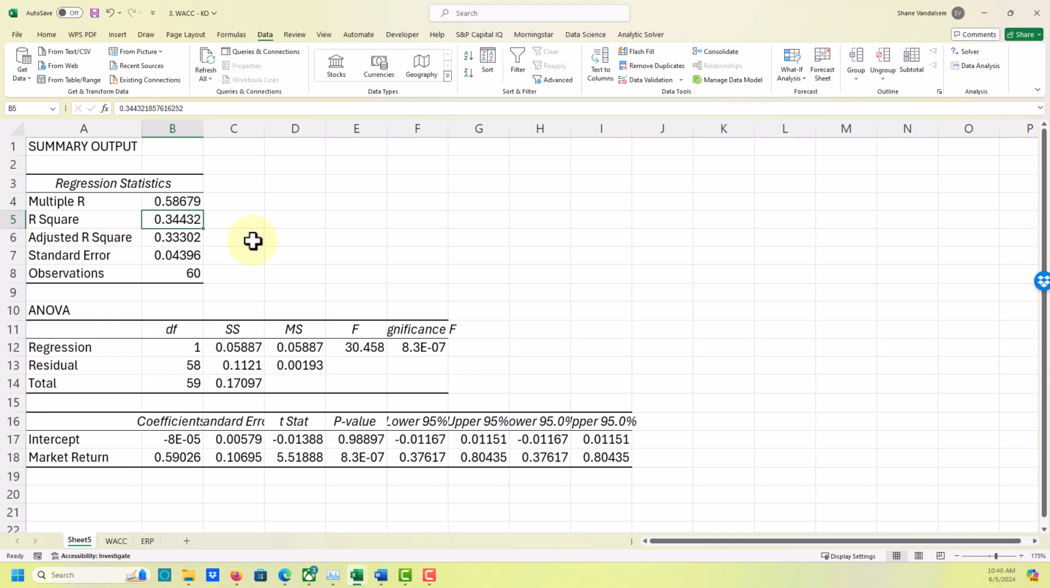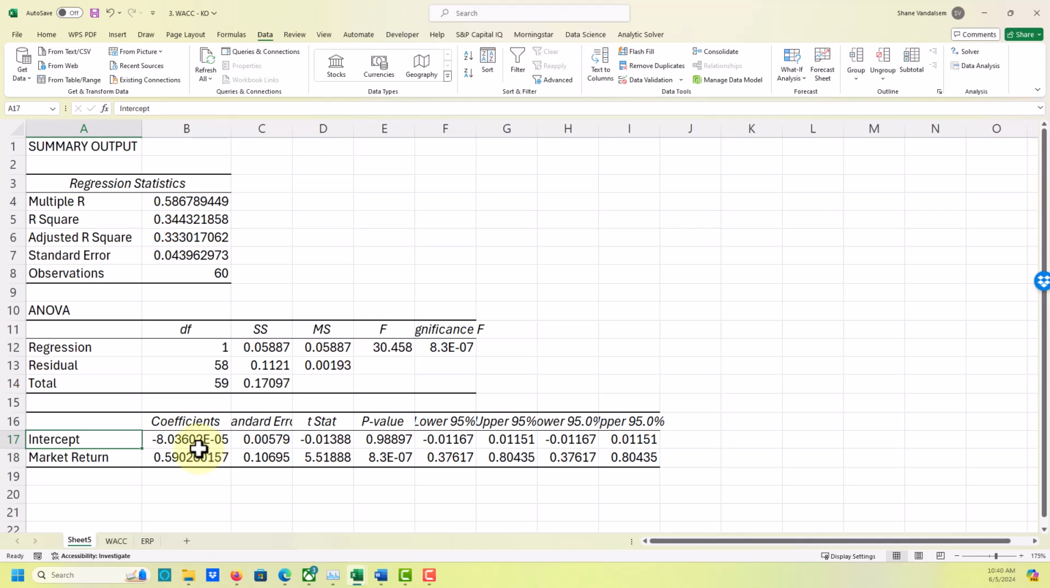What we're interested in down here is a couple things. The intercept. This intercept is the alpha, and we can see here that the monthly alpha is negative 0.00008. Okay, so it's really, really small. The p-value is greater than 0.05, and so for our purposes, the intercept is essentially zero. There is no additional return generated by Coca-Cola in excess of what's required by the market.